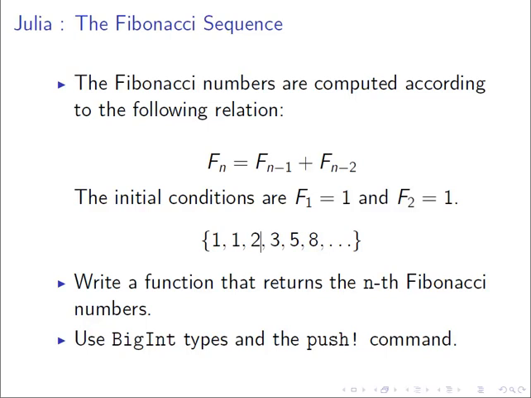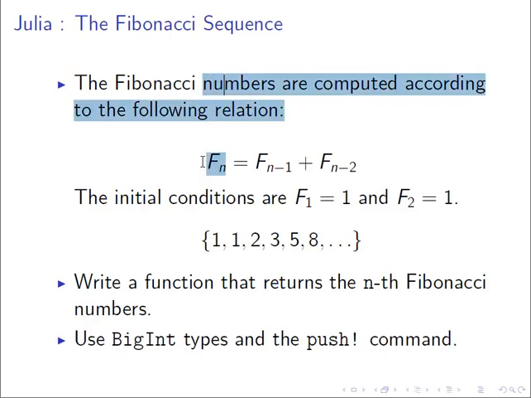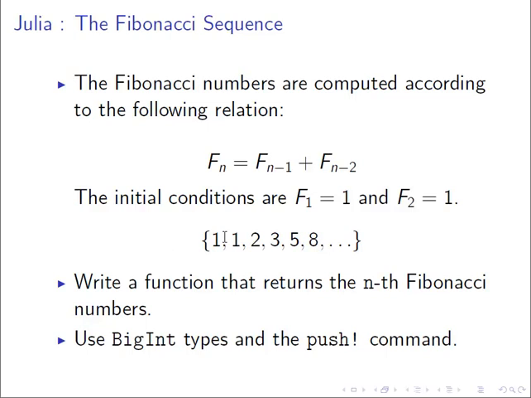The Fibonacci number sequence is defined according to the following relation: f of n equals f of n minus 1 plus f of n minus 2. So essentially, the nth Fibonacci number is the sum of the two Fibonacci numbers that preceded it in the sequence. So we have initial conditions here, 1 and 1. Add them together, you get 2. 1 plus 2, you get 3. 2 plus 3, you get 5, and so on.